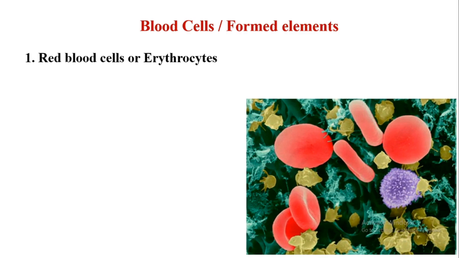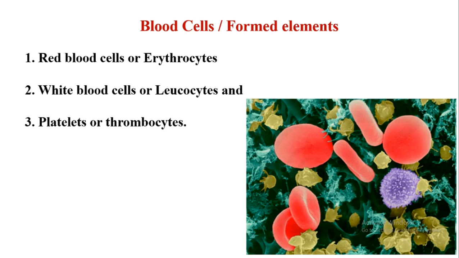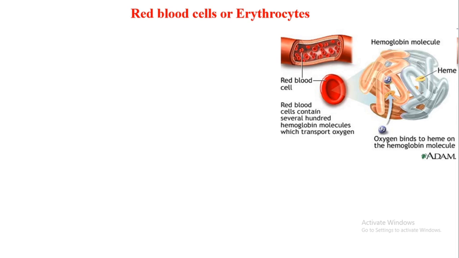Now, the second component of the blood is blood cells, or formed elements. Formed elements, which constitute 45% of total blood, include mostly the blood cells, or blood corpuscles. They include red blood cells, which may be called erythrocytes or red blood corpuscles, then white blood corpuscles or white blood cells, also called leukocytes, and third, platelets, also referred to as thrombocytes. Now one by one we are going to study in detail all three types of blood cells.